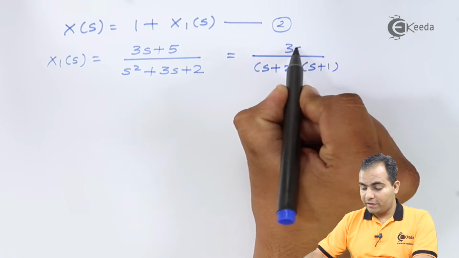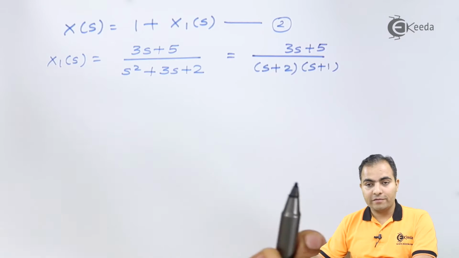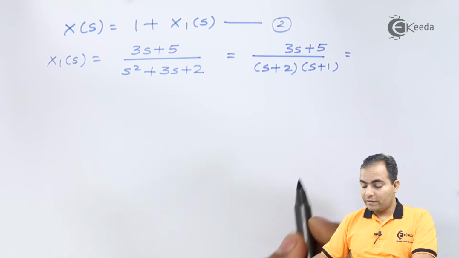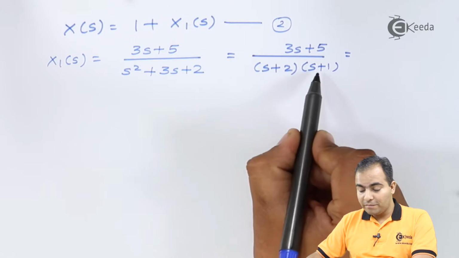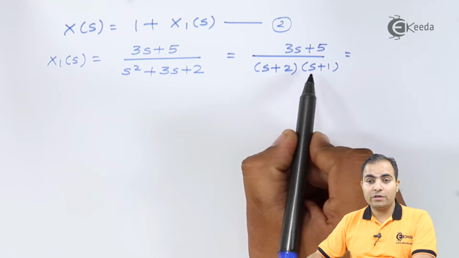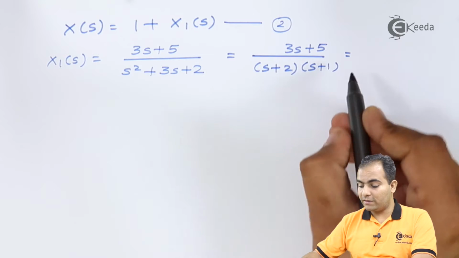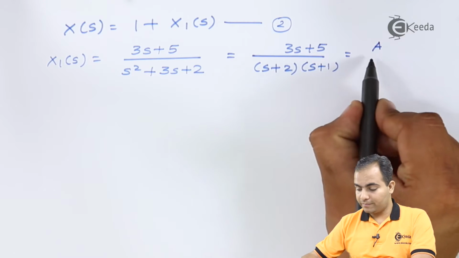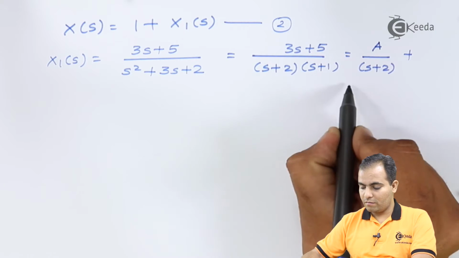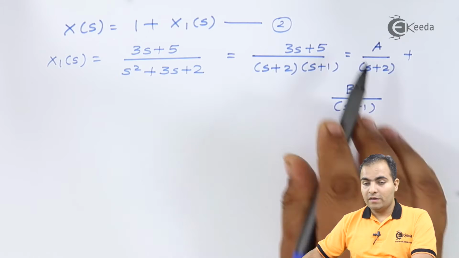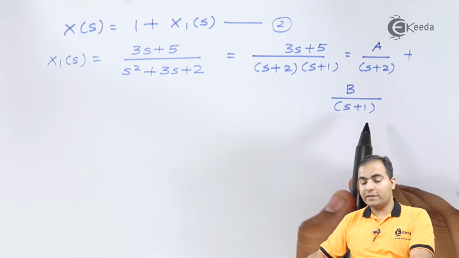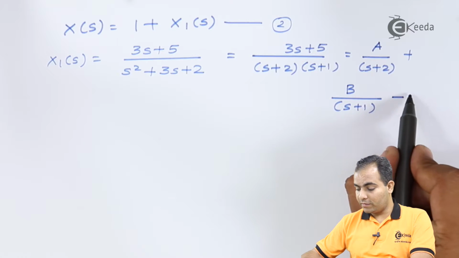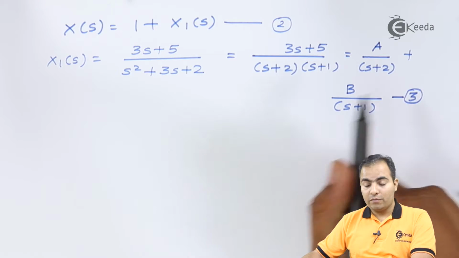And in the numerator we have 3s plus 5. Now what is our next step? If we have two simple poles, then we will use two separate variables. Let's say A and B. In one denominator we have s plus 2 and in the other we have s plus 1, and this is my equation number 3. What is the next step?